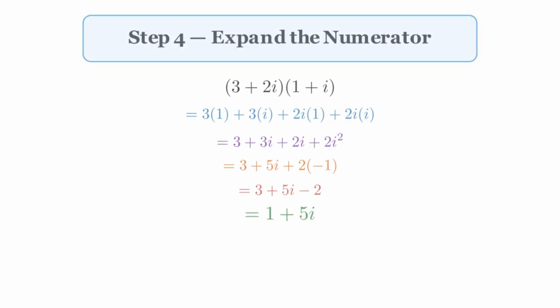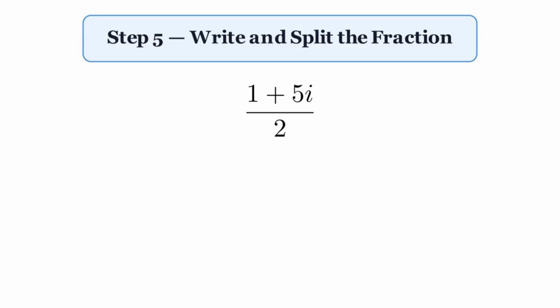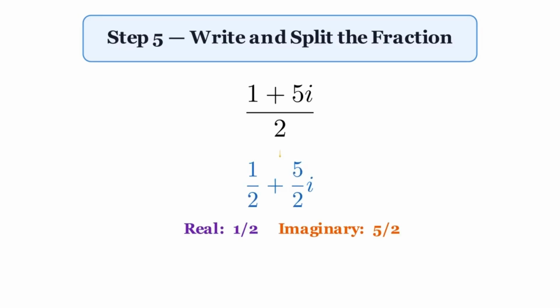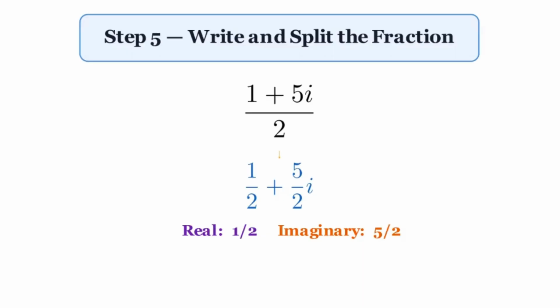Step 5. Write the fraction: (1 plus 5i) over 2. Step 6. Split and simplify. 1 over 2, the real part, is 1 half. The imaginary part is 5 halves. Final answer: 1 half plus 5 halves i.